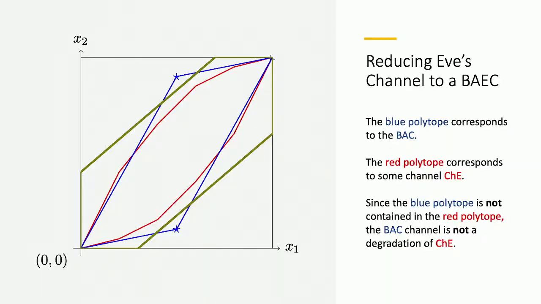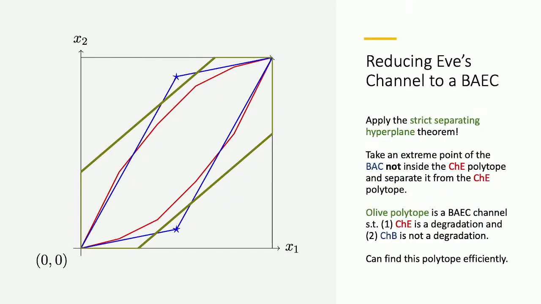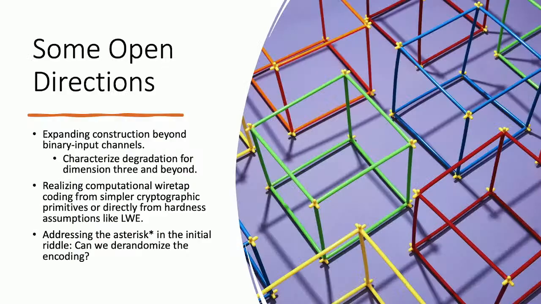For getting the BAEC, what we're going to do is simply observe, again, we have these 2 extremal points sitting outside the red polytope. And we just want to form, like you see this red polytope doesn't look like a BAC. It kind of has these many facets. And to form something like this olive polytope, we can simply apply the separating hyperplane theorem to get us this line and take its symmetric line. And this forms this olive polytope such that, again, channel B is not a degradation of it, while channel E is completely contained in it. So channel E is a degradation. And you can find this polytope efficiently just by standard methods. And that's pretty much it.